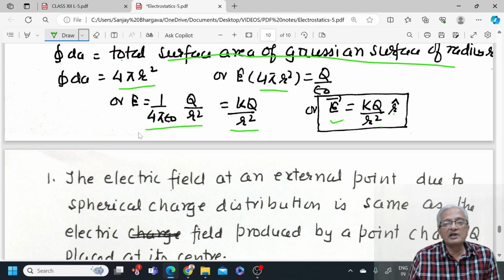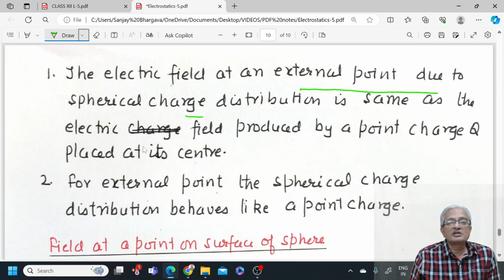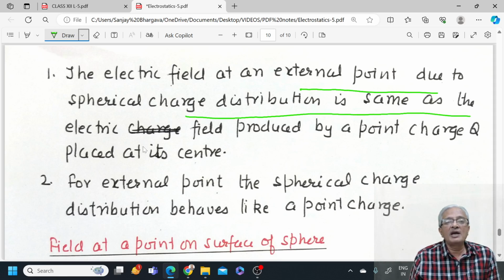By looking at this field, it gives me the feeling that the electric field is the same as the electric field that was obtained by the point charge. So that is what we have written here. The electric field at an external point due to spherical charge distribution is same as the electric field produced by a point charge q placed at its center.